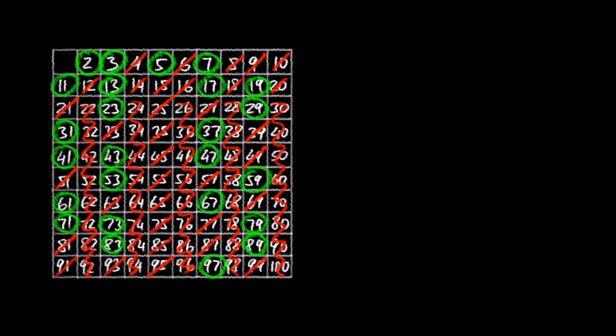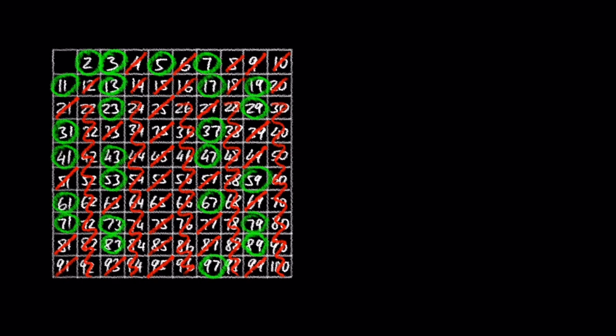But we already did that. We multiplied 11 by 2, 11 by 3, 11 by 5, and 11 by 7. In other words, we multiplied 2 by 11, 3 by 11, 5 by 11, and 7 by 11. So no need to do that again.